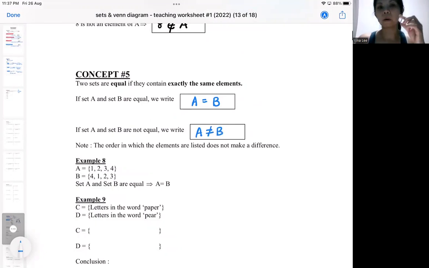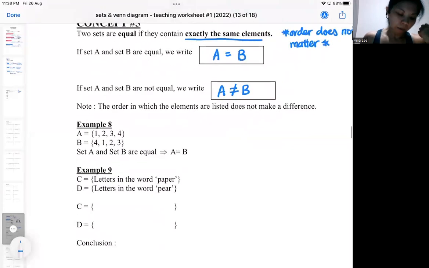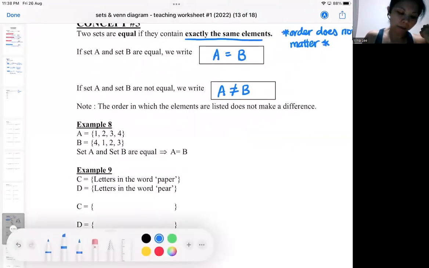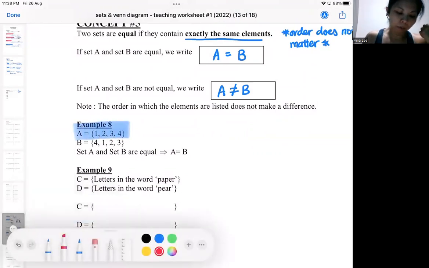But the condition for equal sets is that all the elements must be exactly the same. Of course, the quantity of the elements is also the same. But one thing, the order of the elements doesn't matter. What do I mean by the order doesn't matter? If you look at example 8, set A is 1, 2, 3, 4. Set B is 4, 1, 2, 3.